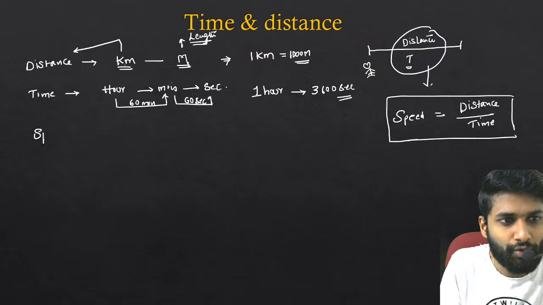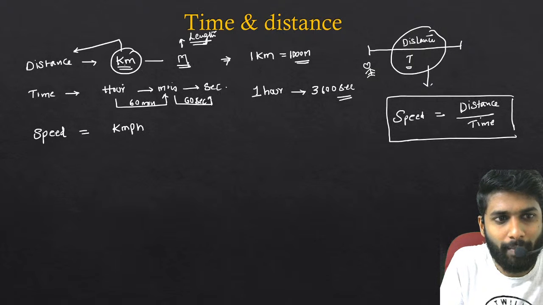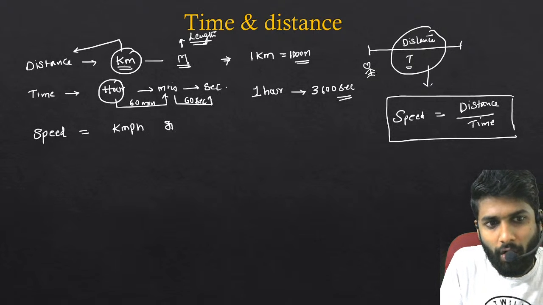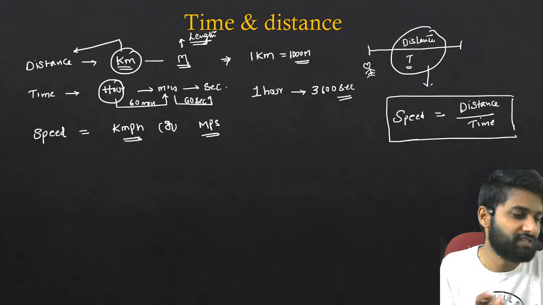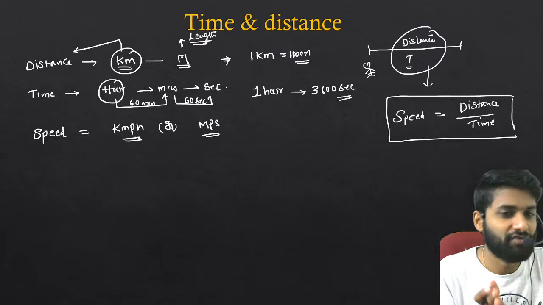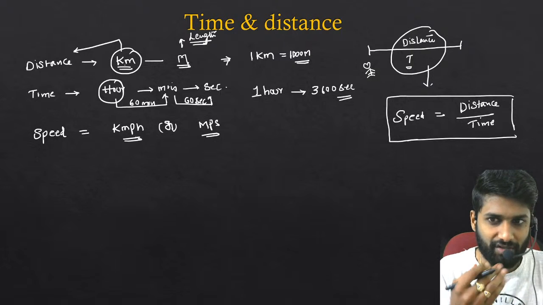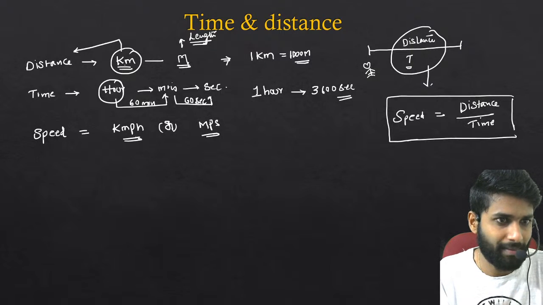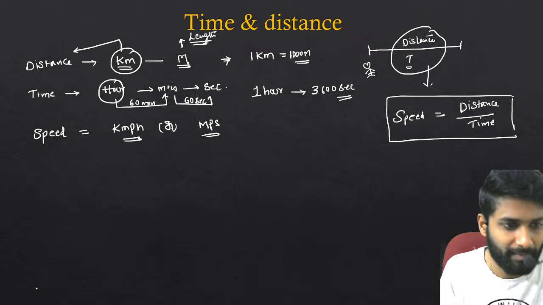Now, based on these two parameters, we can calculate speed. Speed can be measured in either kilometer per hour or meter per second. These are the units for distance, time and speed. Speed can be calculated based on the distance covered in a particular time. Distance we measure as kilometer or meter, time as hour to second, and speed as kilometer per hour to meter per second.